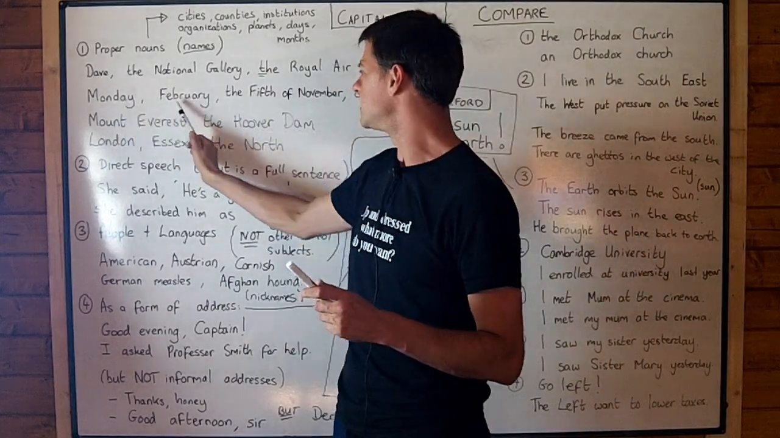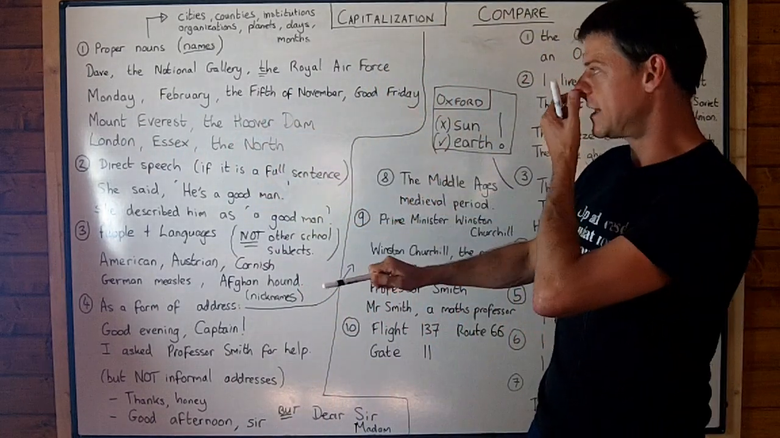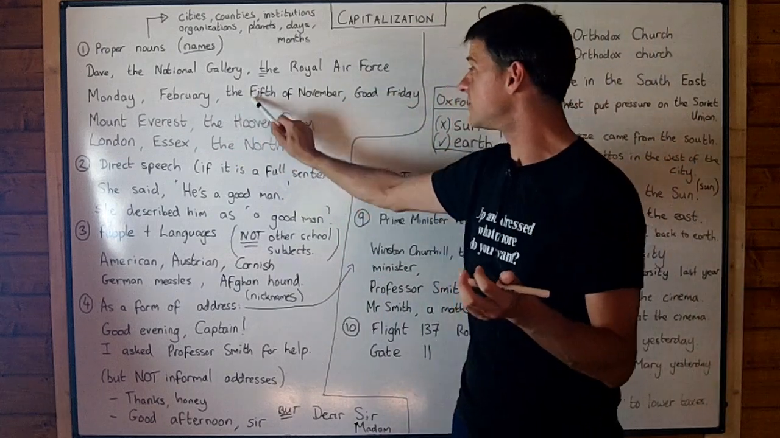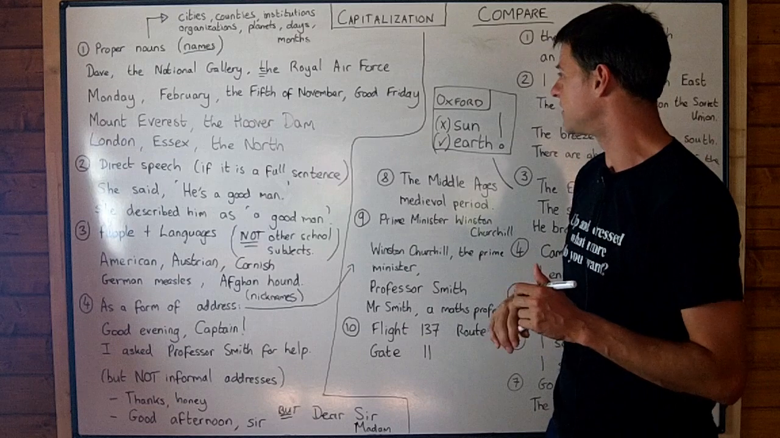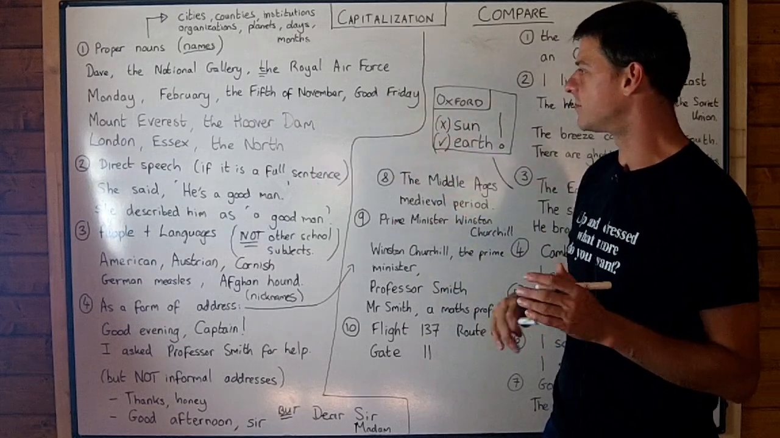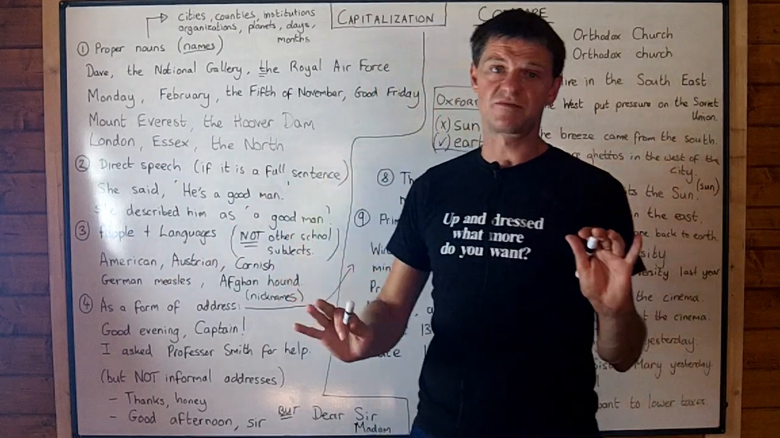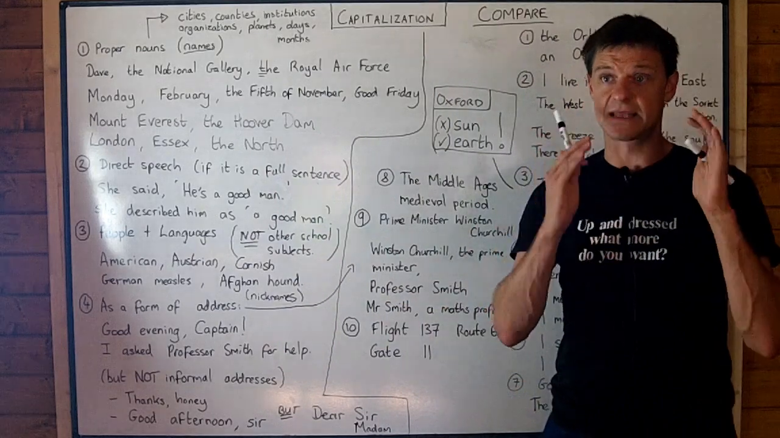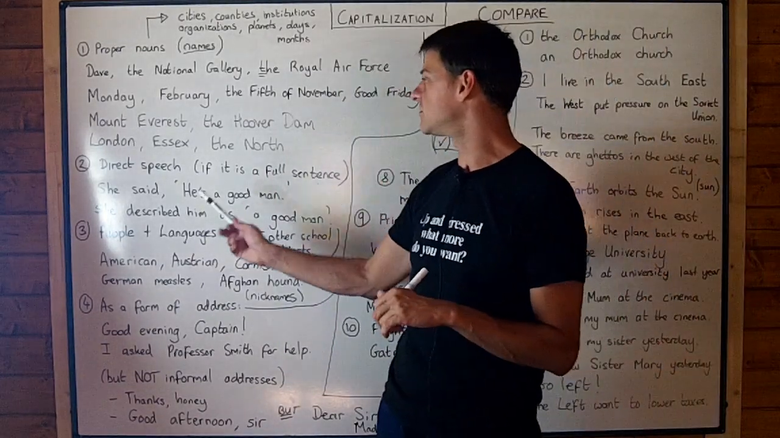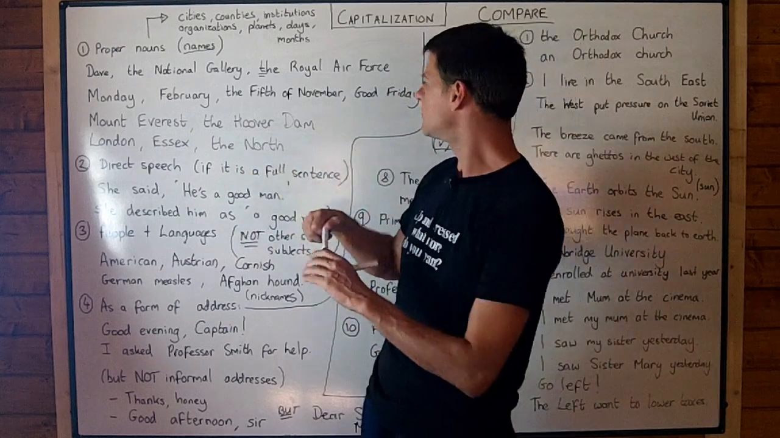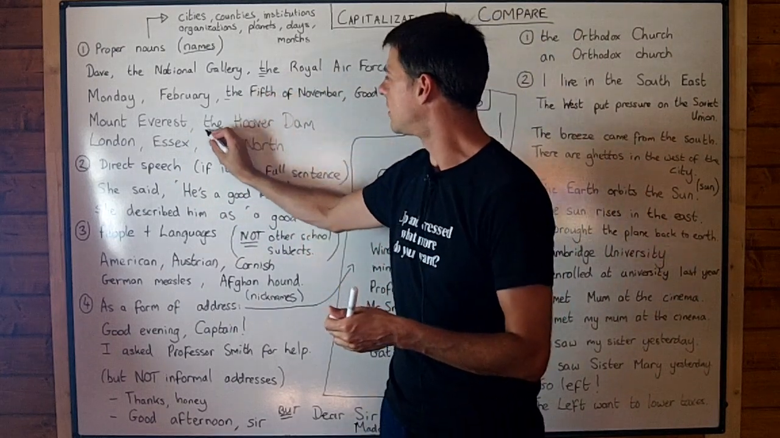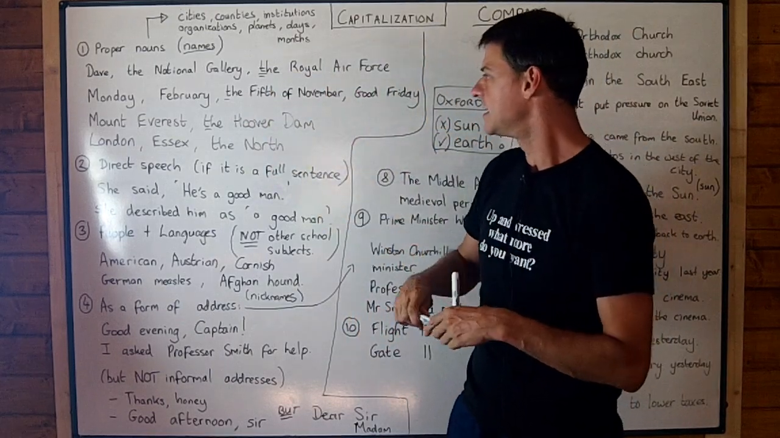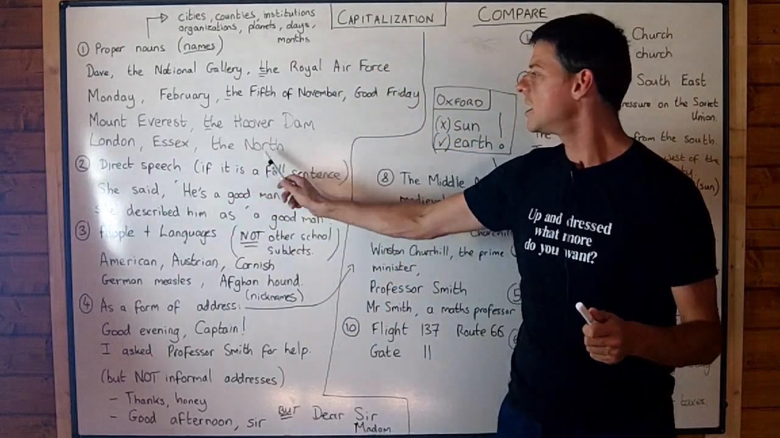So I've got more examples. Monday, February, the 5th of November, Good Friday. All of these are the names of days or months, but even the 5th of November, notice we use a capital F with 5th. And Good Friday, we use capitals for both of those. Mount Everest is a famous mountain. It's the name of a mountain. The same with Lake Superior. Lake Superior is the name, and so we must use capital letters. The Hoover Dam. Notice, by the way, that we don't use a capital on the. The 5th of November, the Royal Air Force, the Hoover Dam. The is without a capital each time. And also London, Essex, and the North.